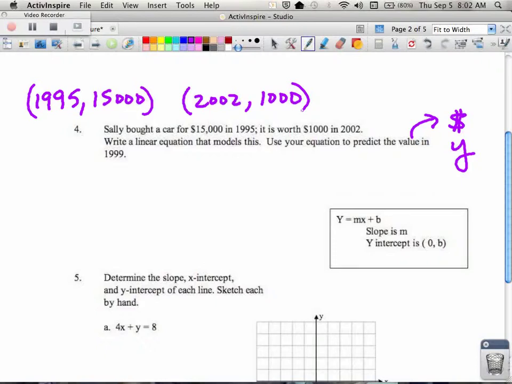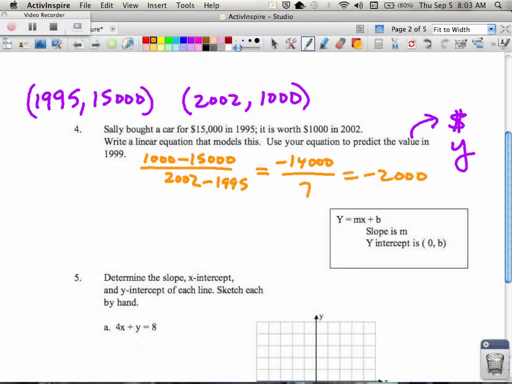So it says write a linear equation that models this data. So I have 2 points. I need a point and I need a slope. I need a slope first before I can even do this. So I'm going to find the slope next. As I find the slope, I take y2, which is 1,000, minus y1, which is 15,000. And I put that over 2002, which is my first x value, minus 1995, which is my second one. So I have negative 14,000 divided by 7. Or in other words, negative 2,000.